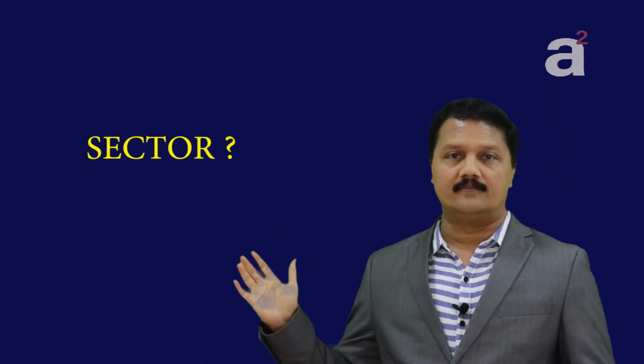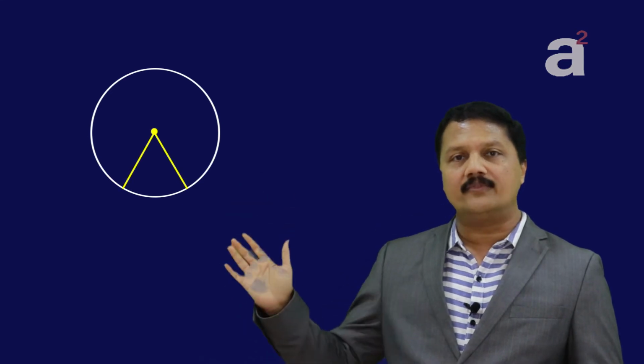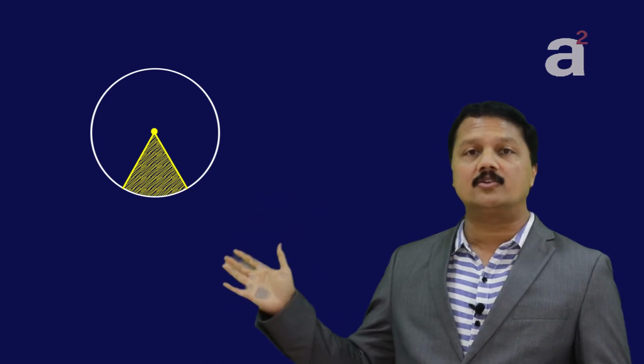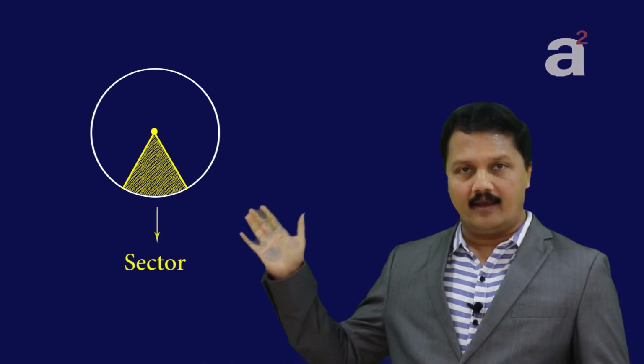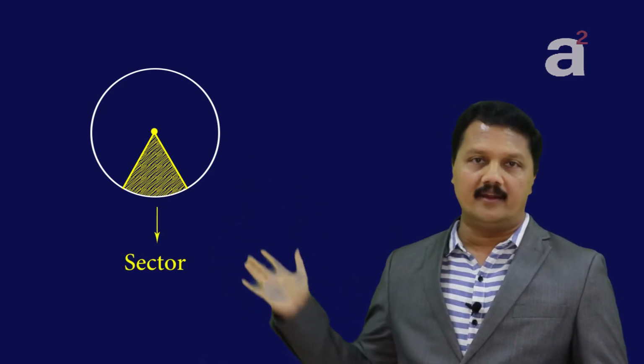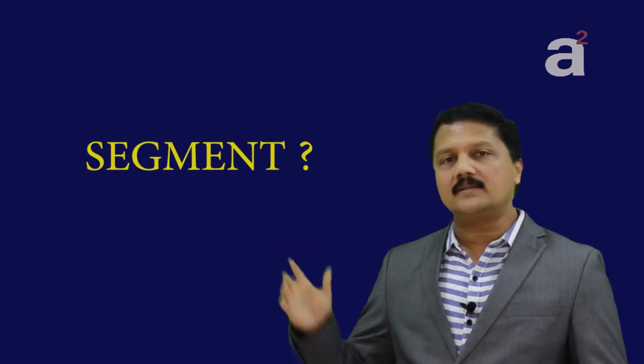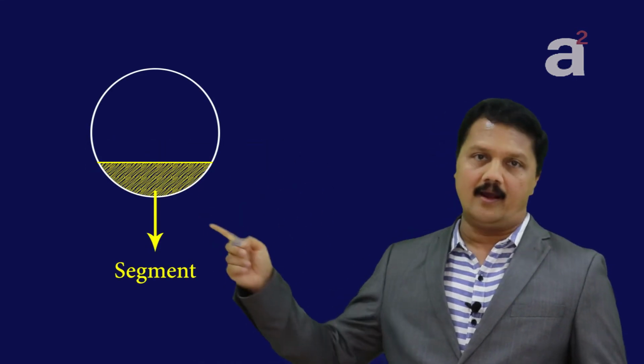What's a sector? A sector is a piece of the region of a circle. It's a closed figure which is constituted by an arc and 2 corresponding radii. You can see an arc and 2 radii. What's a segment? It's a closed figure made by a chord and an arc.